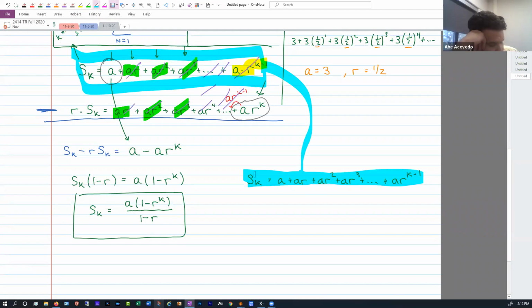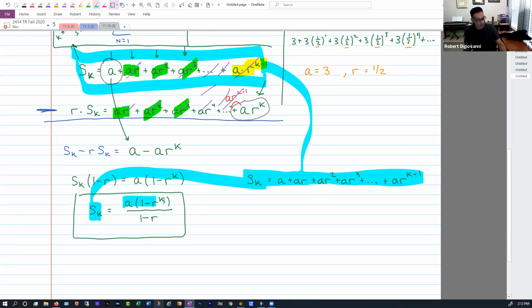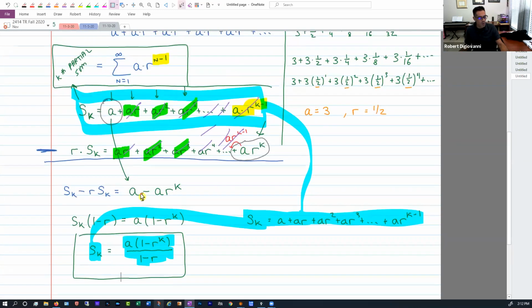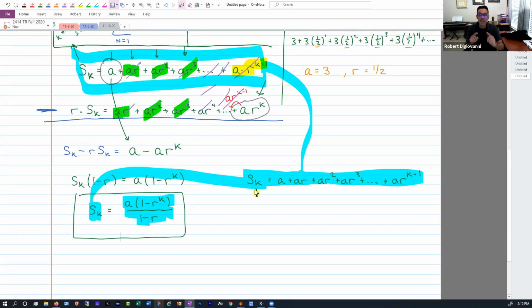But we just found a nice, better formula for it right here. And so if we want to know what this sequence does, we need to just take the limit as, in this case, k goes to infinity of this thing. So where's this thing going? If I let k go to infinity on this formula right here.